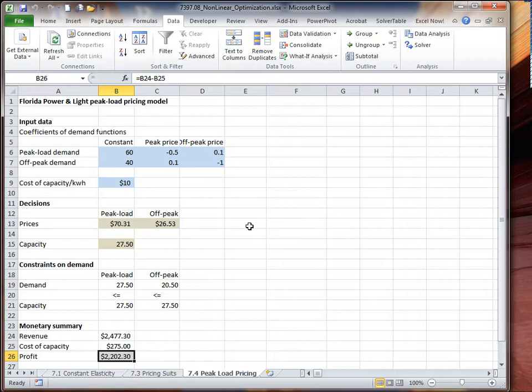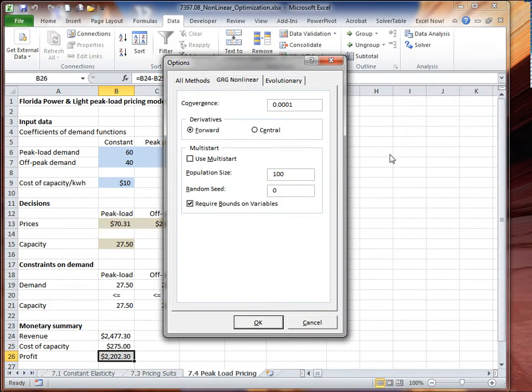How do you know that multi-start is turned off when you first use the Solver? Oh, because every time I go into Solver options with a new problem, the default is turned off.